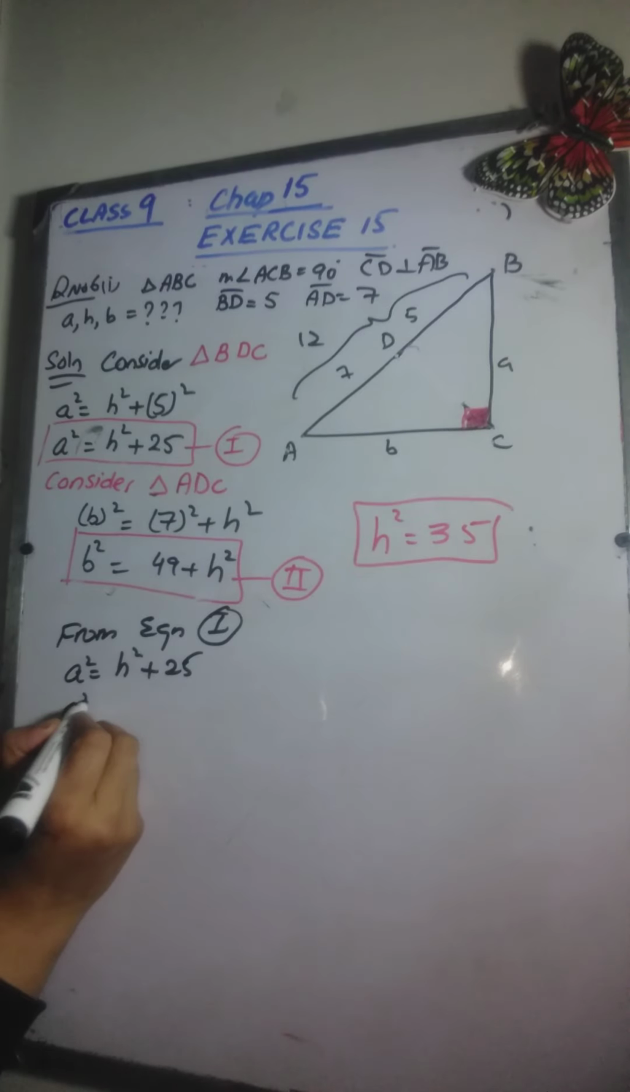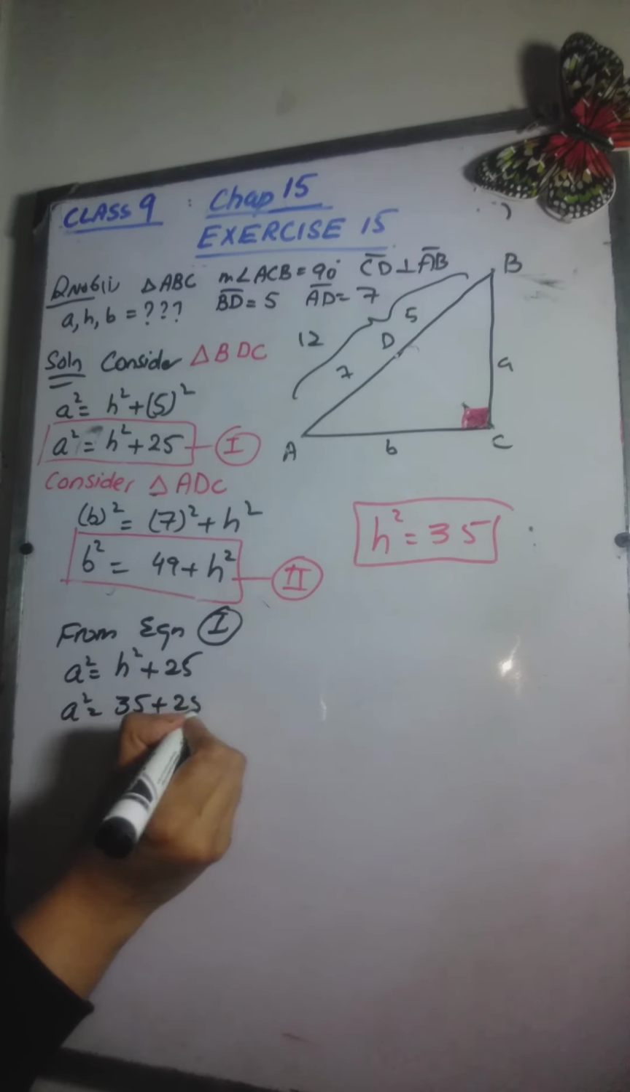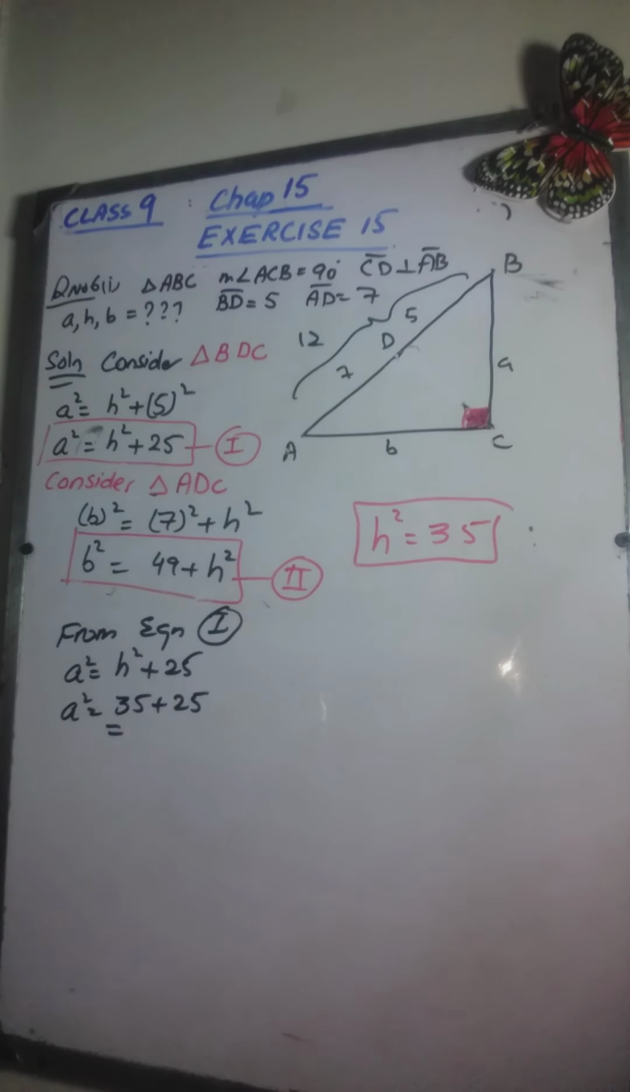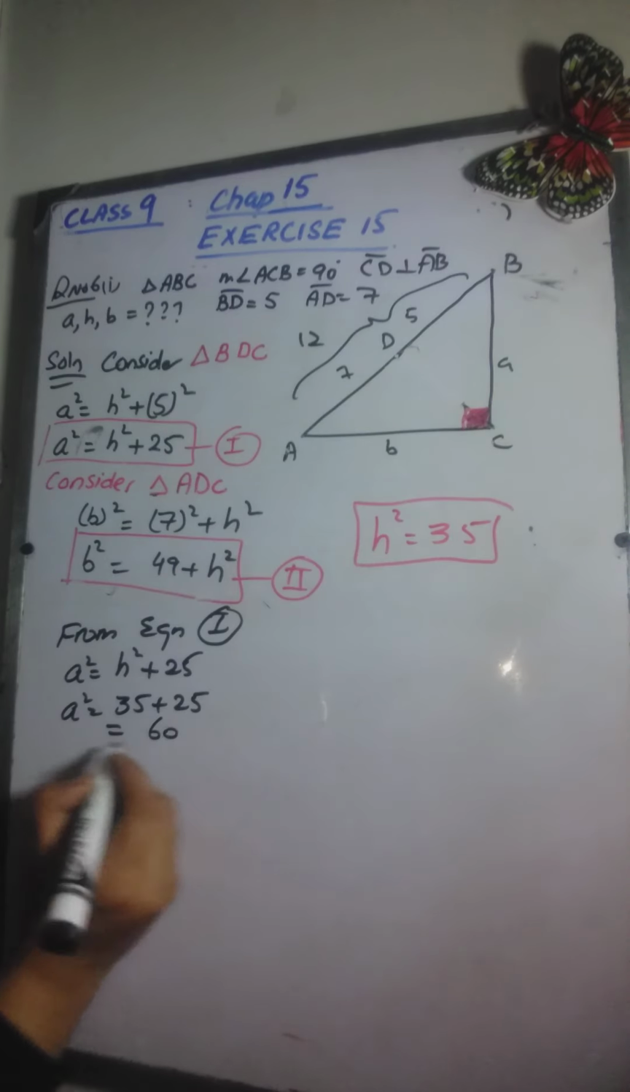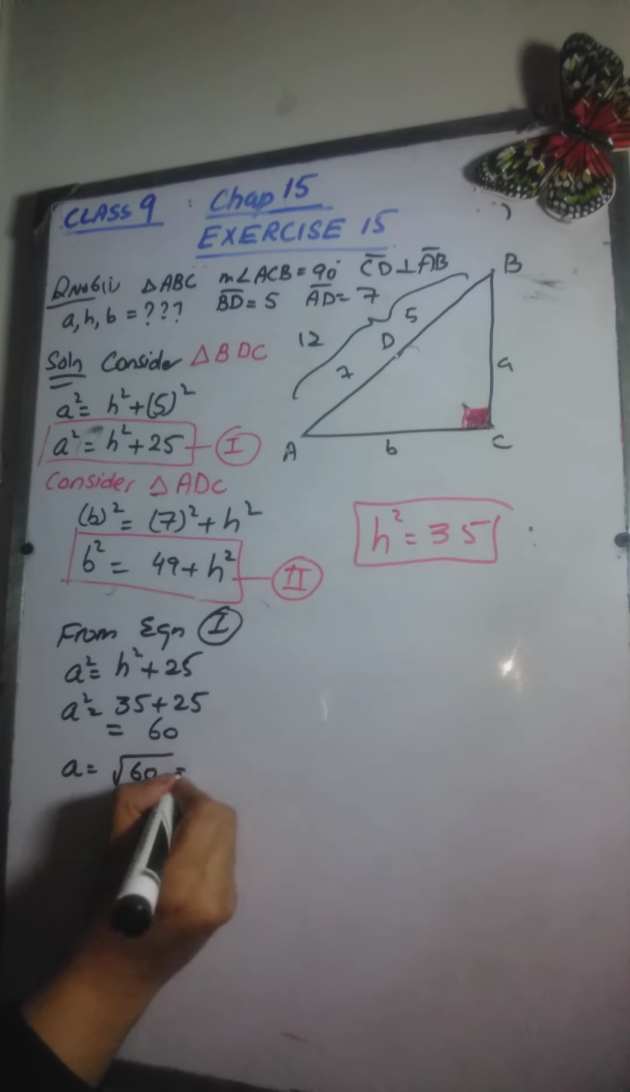So a square will be h square is equal to 35 plus 25, which is equal to, adding these two, we are going to get 35 plus 25 is equal to 60, and a will be under root 60.